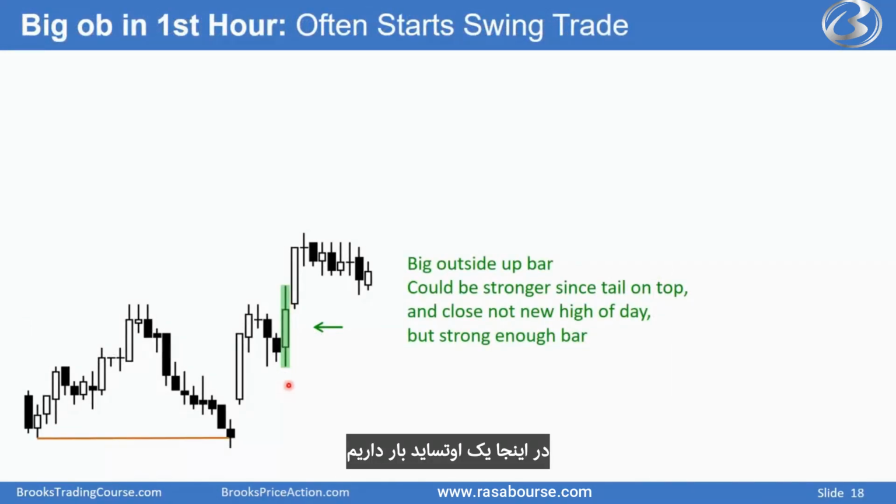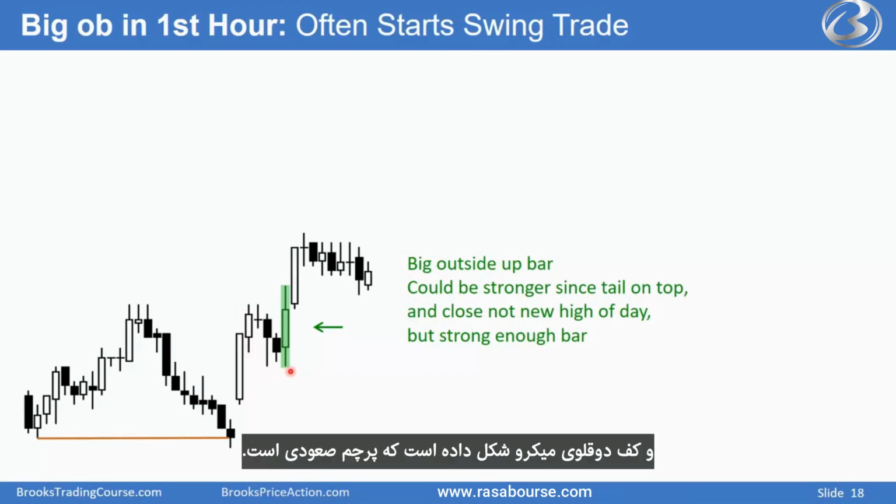Here we have an outside bar. Its low is below the low of the prior bar. Its high is above the high of the prior bar. It has a fairly big tail on top. We're getting a bull reversal here. We have a slightly lower low reversal. And then we broke strongly to the upside. And this is a pullback. We have a micro double bottom bull flag.